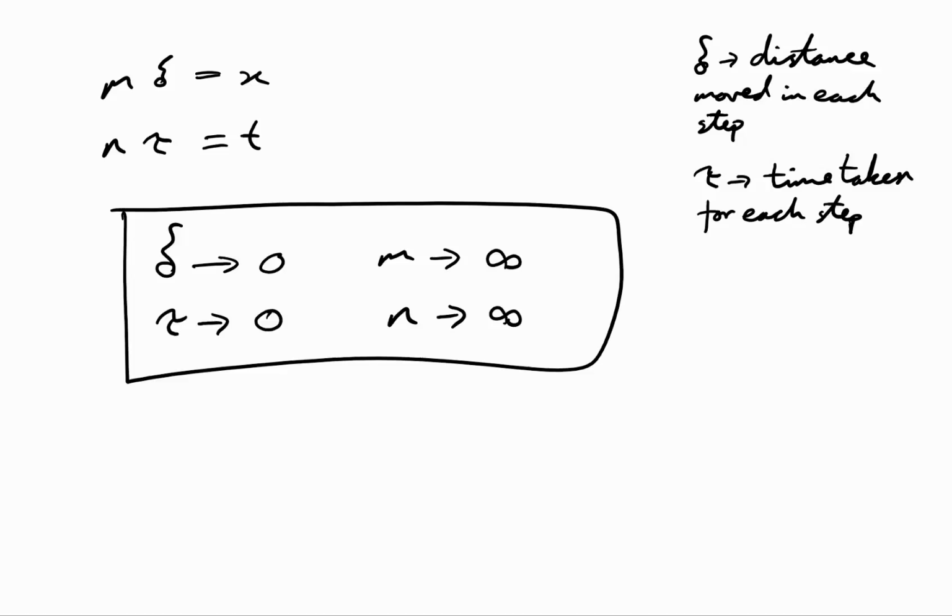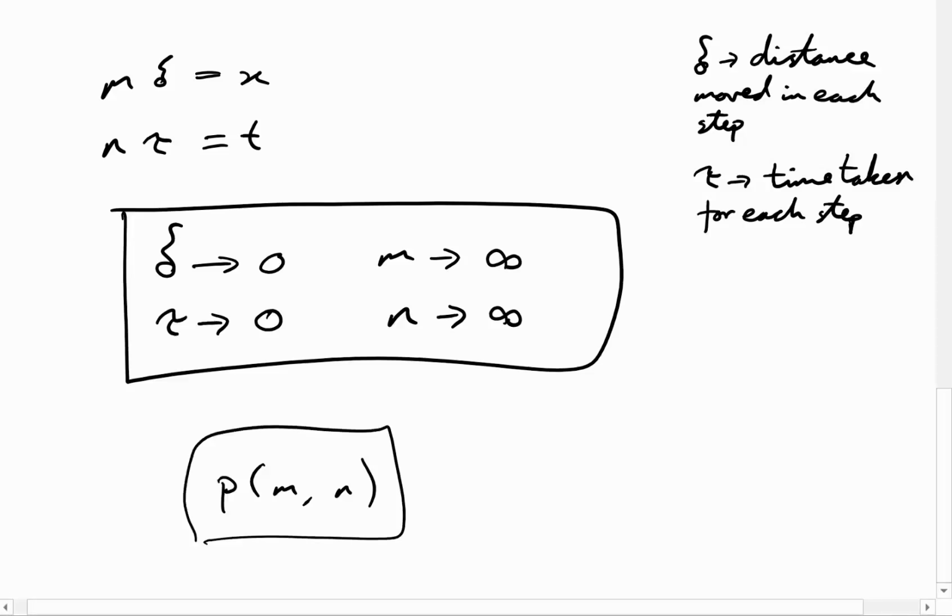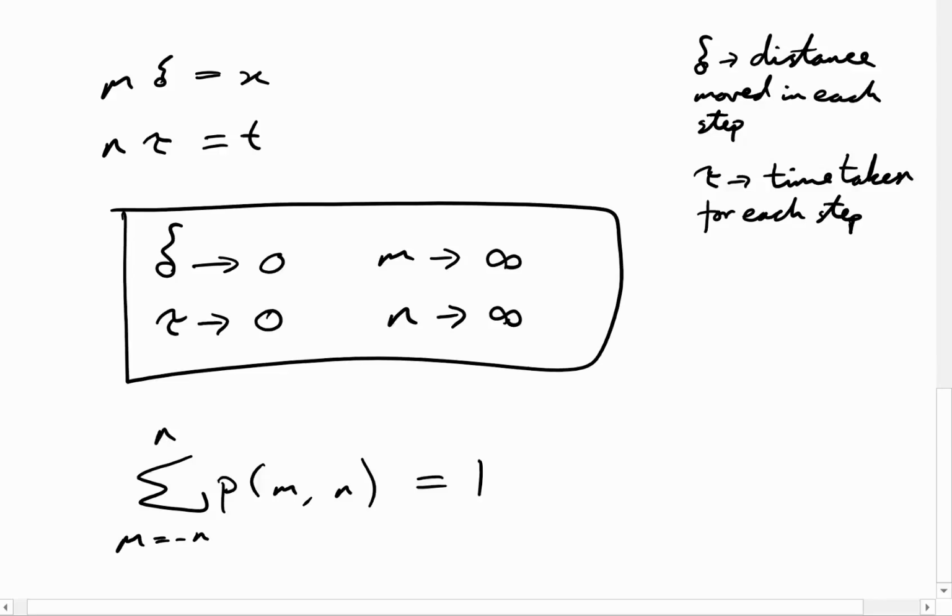Whereas before, what we had was that the probability of us being in a particular position, given we'd taken a certain number of steps, was given by this thing here. And we know that when we add all these probabilities together, they must be equal to 1. So effectively we're going from minus n to n, so m goes from minus n to n.